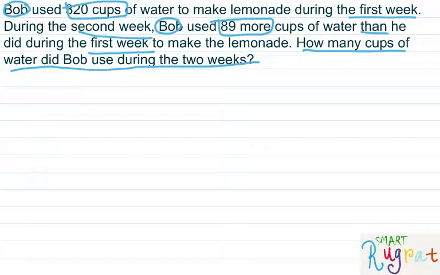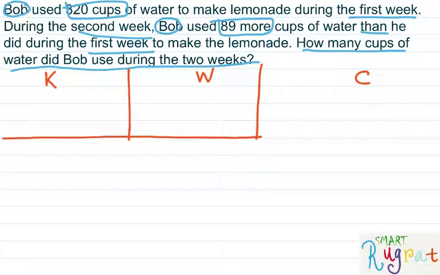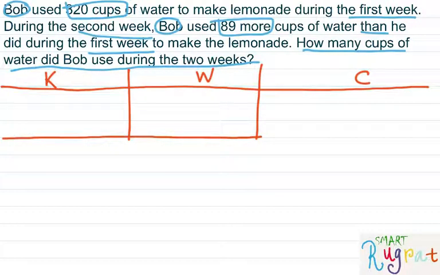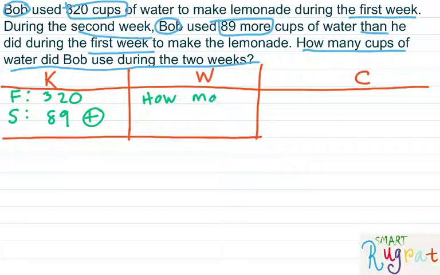We're going to move on to our KWC. Know, want to know, and computation. And then only the first 2 get the box. So we already know that the first week he has 320 cups. And during the second week, he has 89 more cups. So that means that he has more during the second week. What we want to know is how many in all. So the 2 weeks. How many in all?